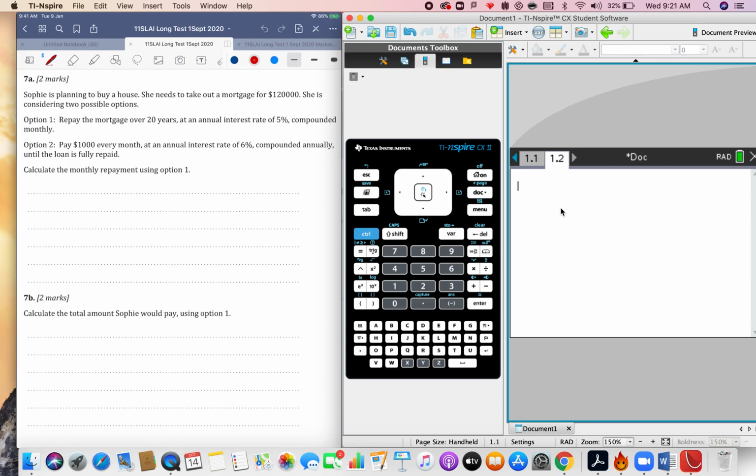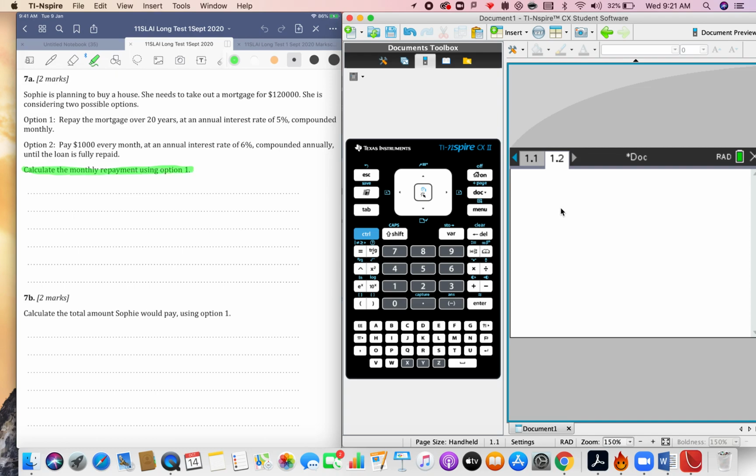It's about finance, it's about repaying a mortgage. Amortization is the fancy word for this. We've just got to look through a lot of information. Usually the questions front-load with loads of information, but for part A you've actually only got to look at one piece of information. Calculate the monthly payments using option 1.